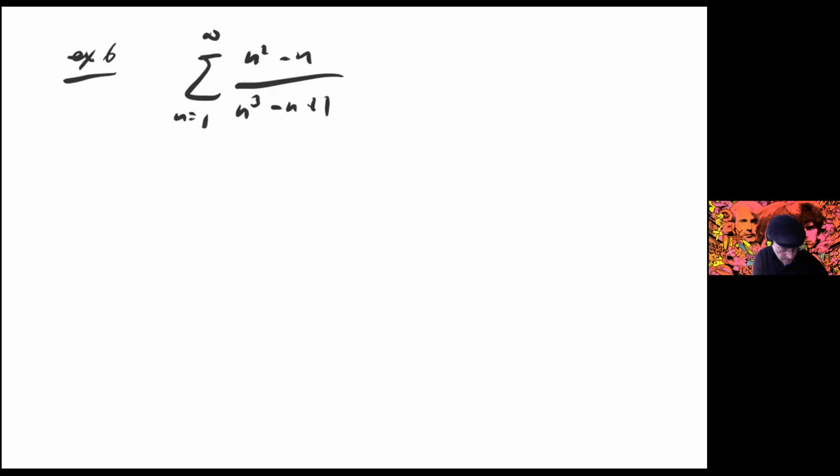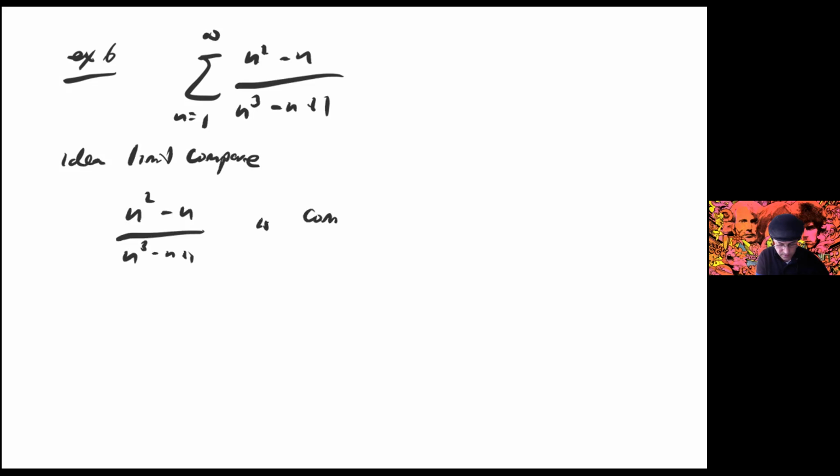Well, here's the idea. We're going to do limit comparison, where n squared minus n over n cubed minus n plus 1 is limit compared with, see, the dominant term is n squared over n cubed, which is 1 over n. The dominant term in the numerator is n squared. That in the denominator is n cubed. And n squared over n cubed is 1 over n. So I'm going to compare this series with 1 over n, but I'm going to do a limit comparison test.